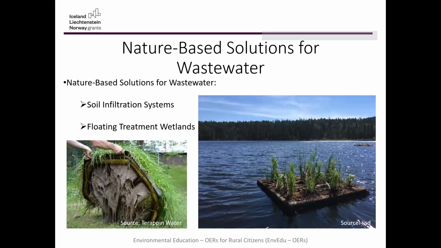Soil infiltration systems. These systems use natural soils and vegetation to filter and treat wastewater from septic systems and decentralized wastewater treatment facilities. Floating treatment wetlands. Floating islands or mats made of vegetation can be placed on water bodies to absorb nutrients and pollutants from wastewater.